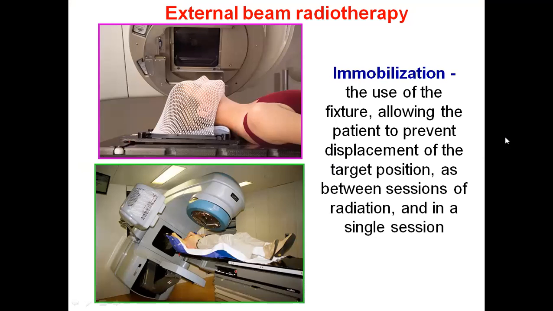Immobilization is the next step in treatment planning. It's the use of a fixture, allowing the patient to prevent displacement of the target position, both between sessions of irradiation and in a single fraction.